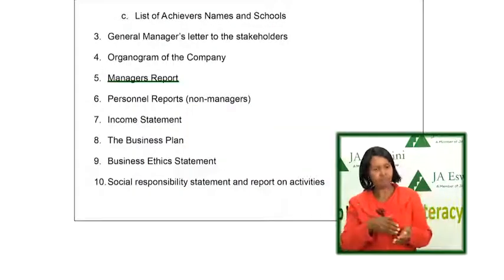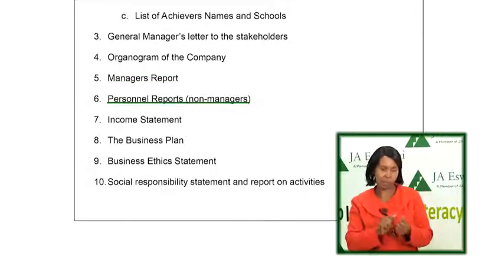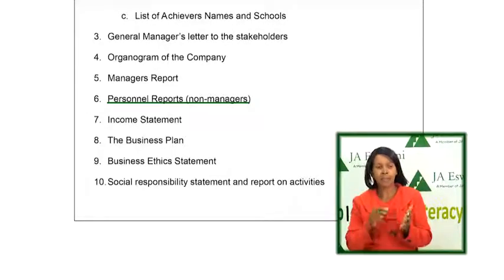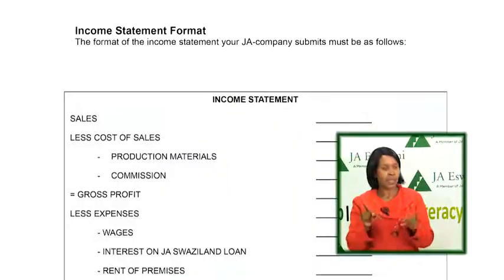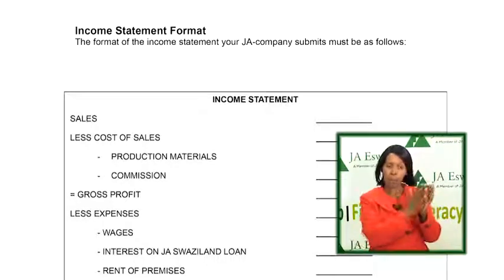Then we'll have the managers' reports. All the managers will submit their reports on what their duties were, whether they had any problems, and how they overcame them if so. And then we'll have the personal reports of the non-managers. All of that is stipulated in the end of year reports. We'll also have the income statement, and the format is illustrated on page 112 of the student manual. Then we'll have the business plan and the business ethics statement.